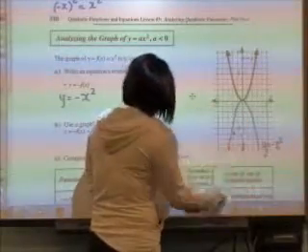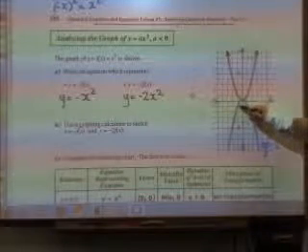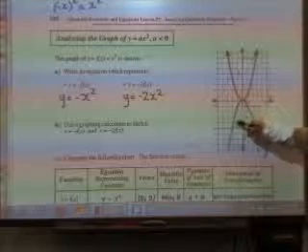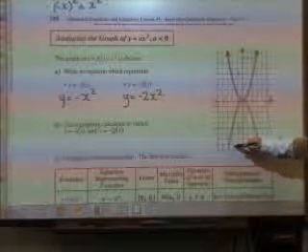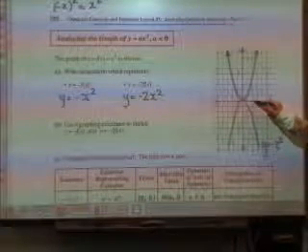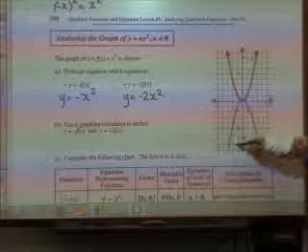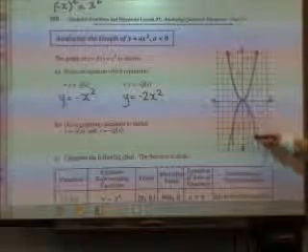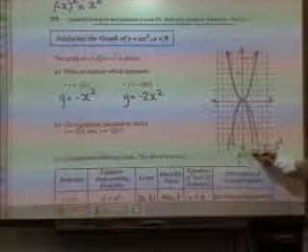So my y values are going to become twice of what they were. So the 1 will become 2. A y value that's at 4 will become 8. So 1 becomes 2. My 4 becomes 8. And this ends up being that y equals -2x squared.